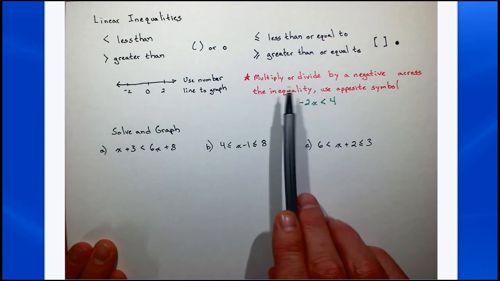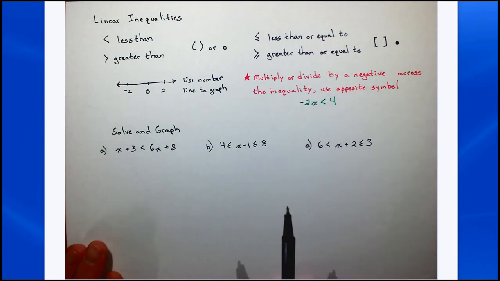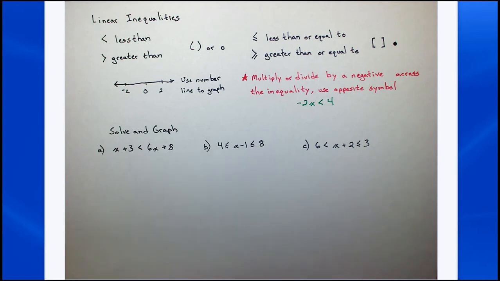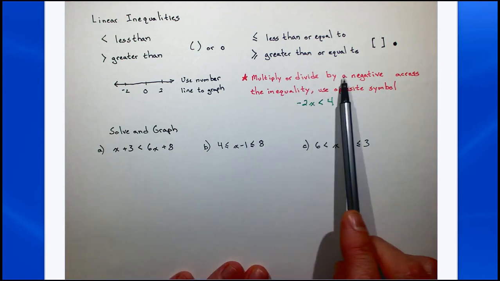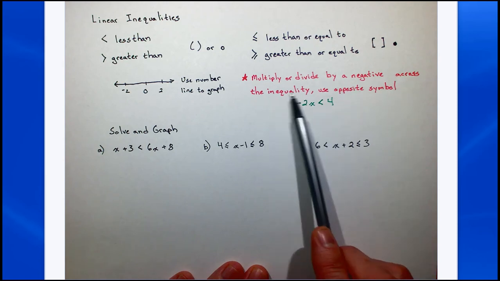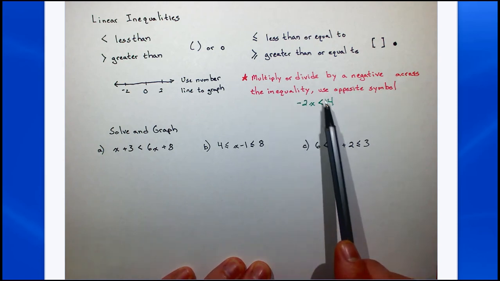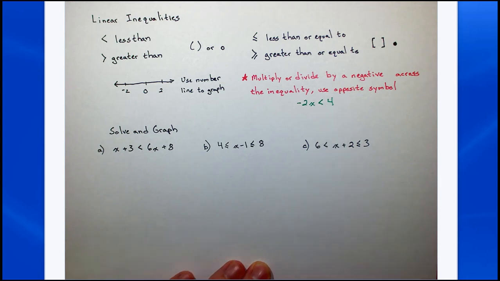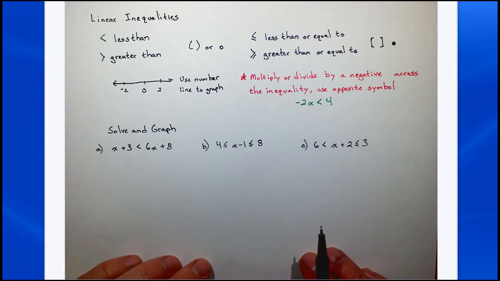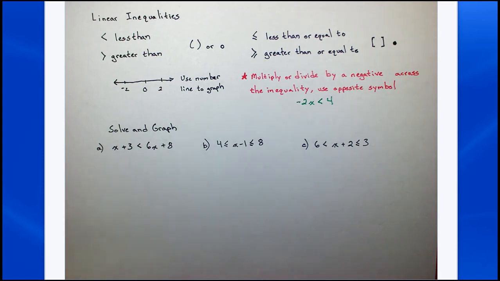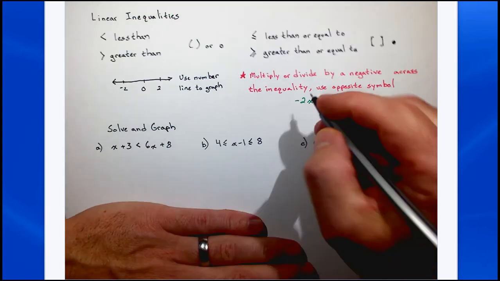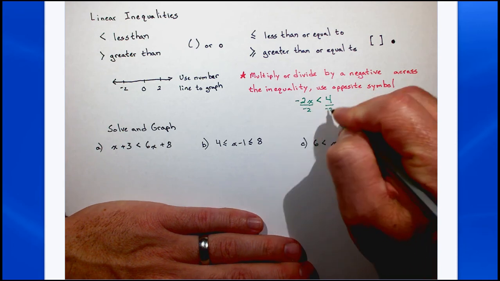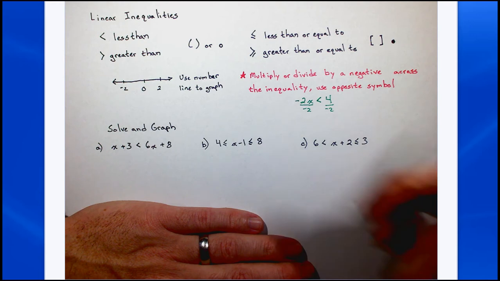And the one thing that we need to remember, the only thing that's tricky about inequalities, because they're very similar to equations, is that whenever I multiply or divide by a negative across the inequality, I have to change my inequality symbol to the opposite symbol. So for instance, with the problem that I have here, negative 2x is less than 4. I would divide both sides by a negative 2. I'm going across the inequality with that negative symbol.